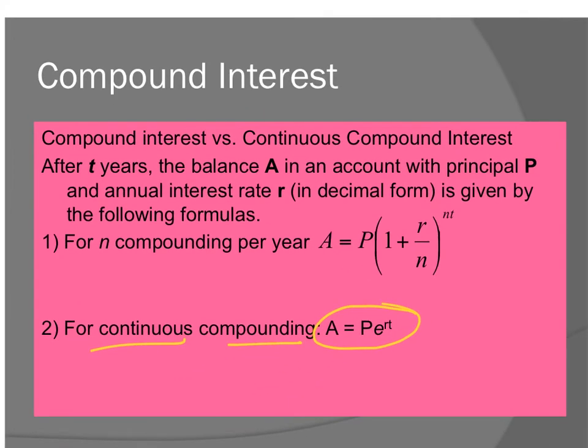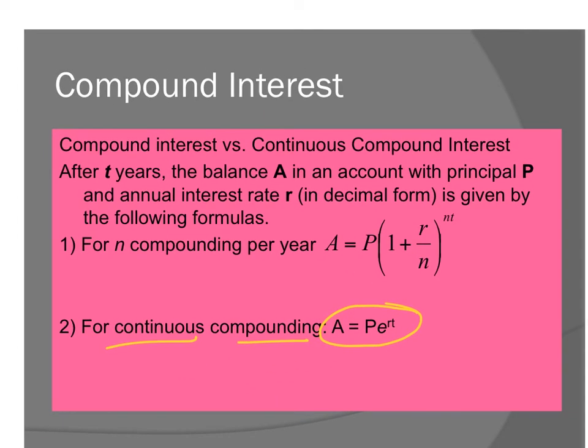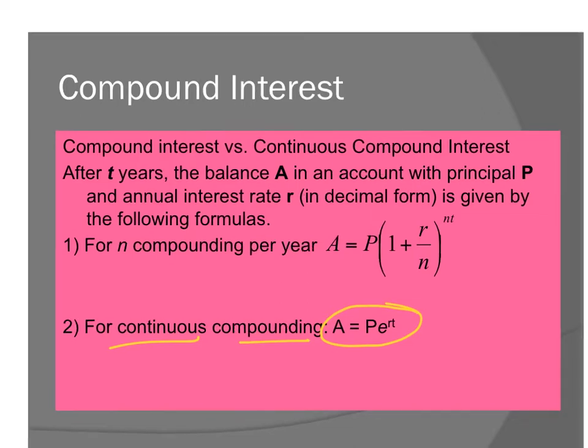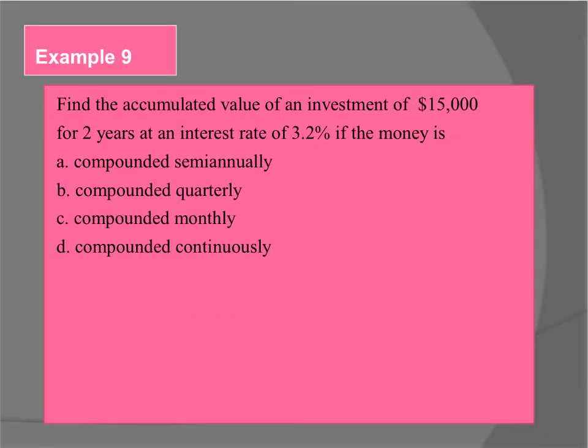N, anybody know what N is? N is compounding per year. If I say something is compounded yearly, what does the word yearly mean? How many times a year? Once. If I say semi-annually, twice. If I say monthly, 12. If I say quarterly, 4. Okay, good. So you guys know what those words mean.